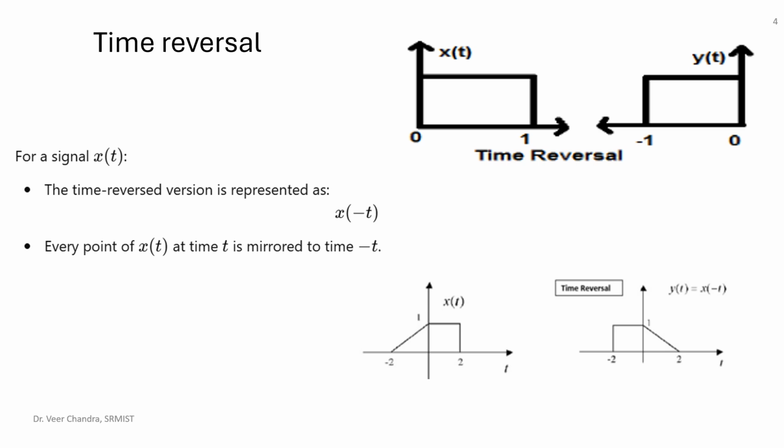Another example: every point of x of t at time t is mirrored to minus t. Here is another example where again we have the mirror image along the y-axis. Whatever is in the negative direction, to the left of the y-axis, is shifted to the right of the y-axis, and the signals to the right of the y-axis are shifted to the left side of the same y-axis, just mirror images of each other. So this is the example of time reversal.